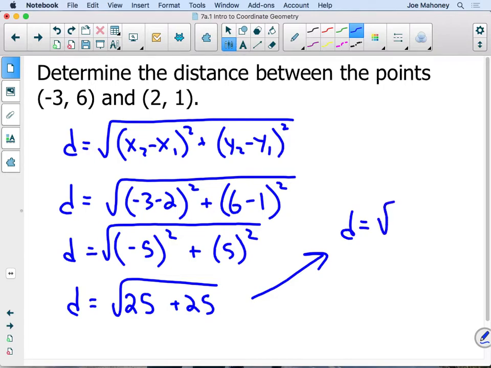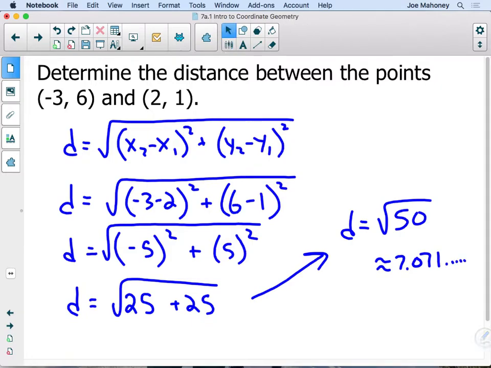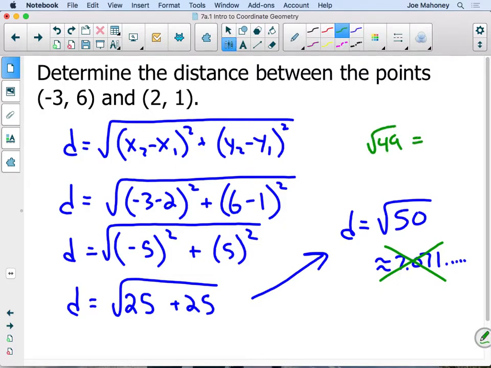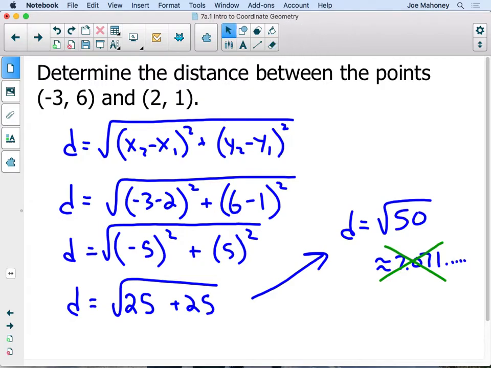So our distance is the square root of 50. Now, if you go to a calculator and you type that in, you're going to get something like about 7.071 and a bunch of other numbers. I'll be honest with you. I don't want a decimal as an answer. I want your answer to be radical 50. That answer is fine. Now, if you got an answer like radical 49, you better write 7. But if you get radical 50, leave it as radical 50. That's fine. So that is our distance formula.